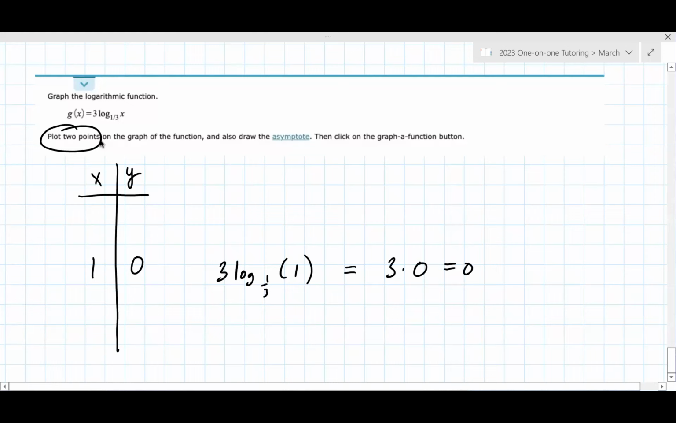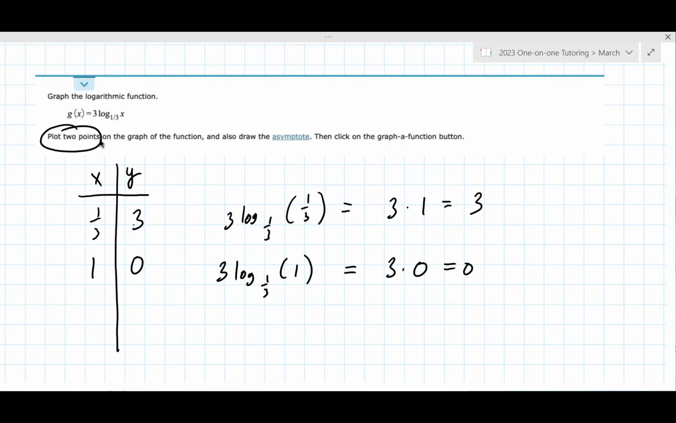The next point is to match the base. So in this case, it'll be 1/3. 3 log base 1/3 of 1/3. Because the base matches the part you're taking the log of, that's 1. 3 times 1 is 3. Yeah. Okay, got it. Okay, that's actually pretty simple.